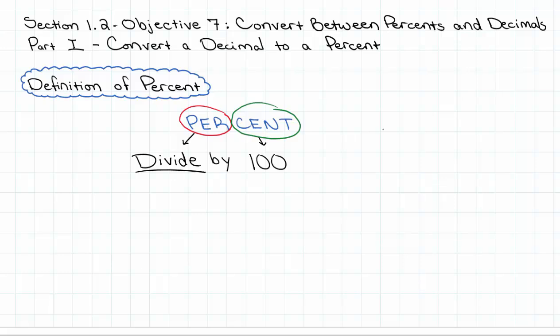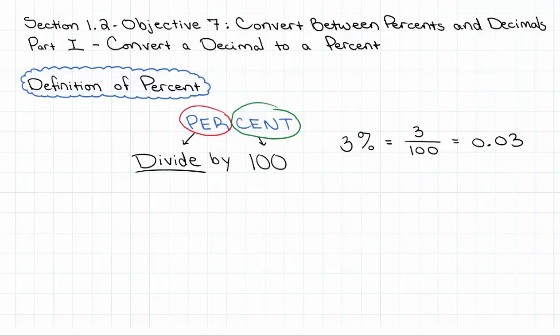So if we have something, for example, that says 3%, that literally means 3 divided by 100, or 3 hundredths, 0.03. These are all equivalent to each other. They all mean the same thing. Even though they don't look like they mean the same thing, they're all the same.